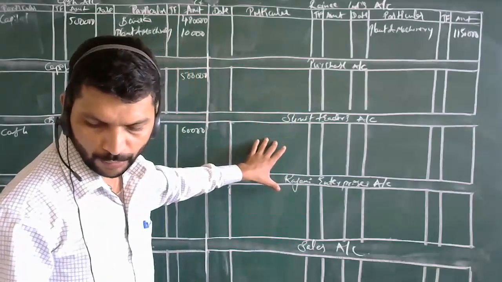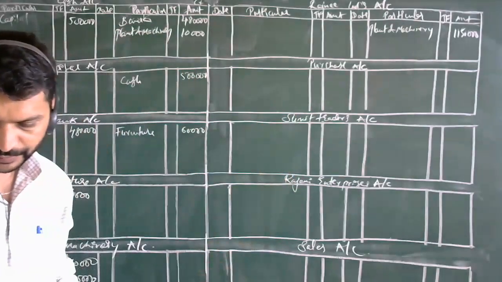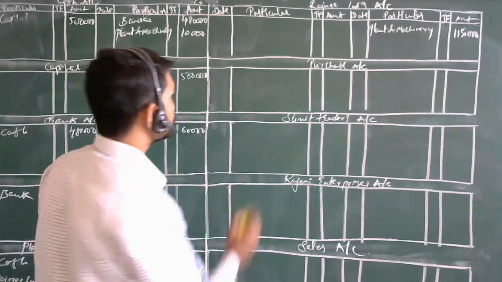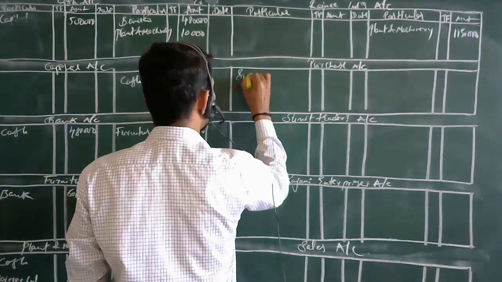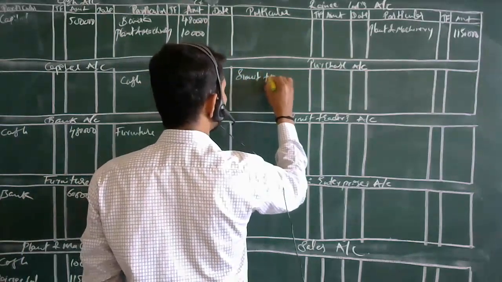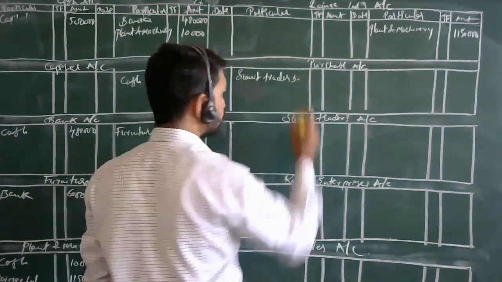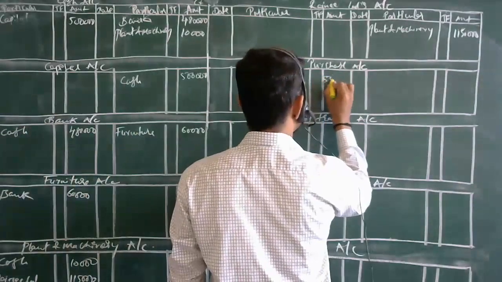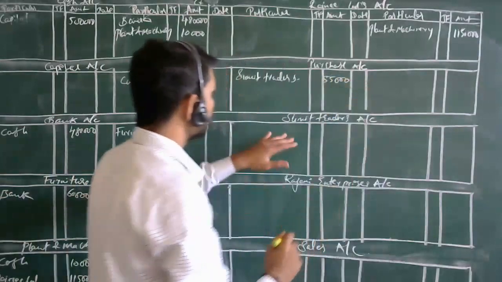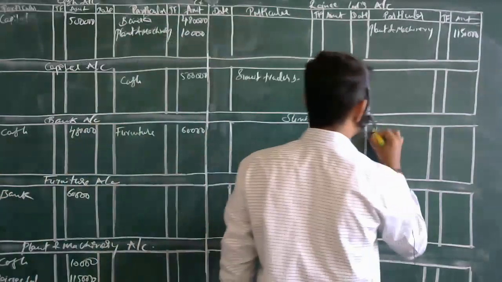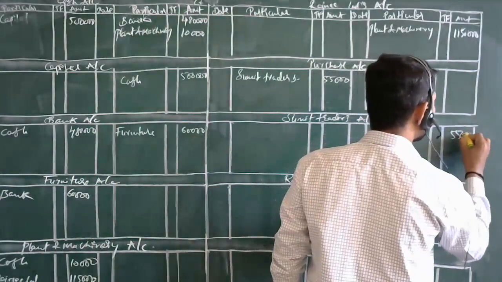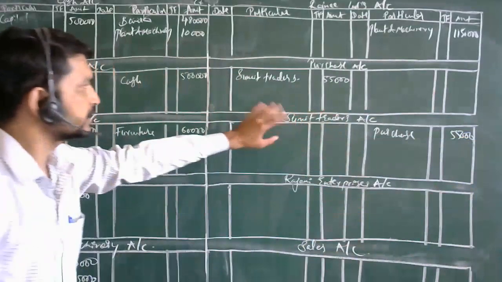So how are you going to pass the ledger account over here? In the purchase account, you are going to write Sumit Traders account, Sumit Traders. What is the price of the goods? 55,000. Then in the Sumit account, purchase. Purchase is how much? 55,000. So this entry gets over.